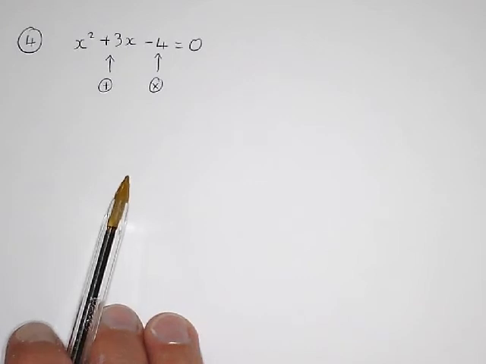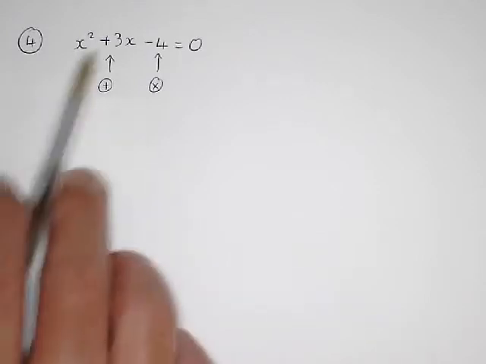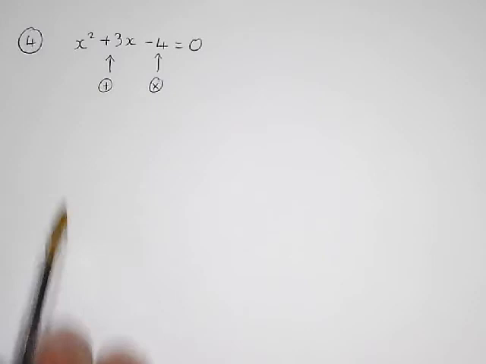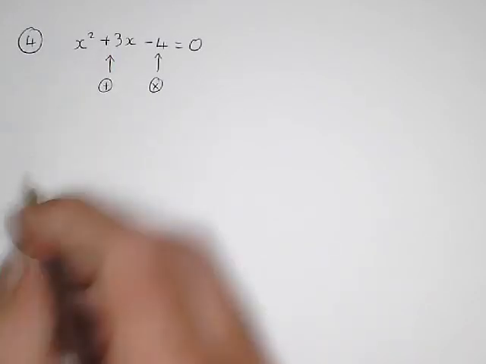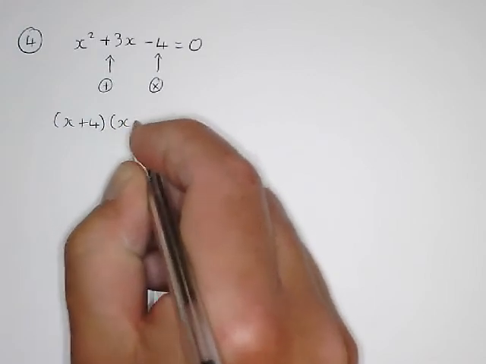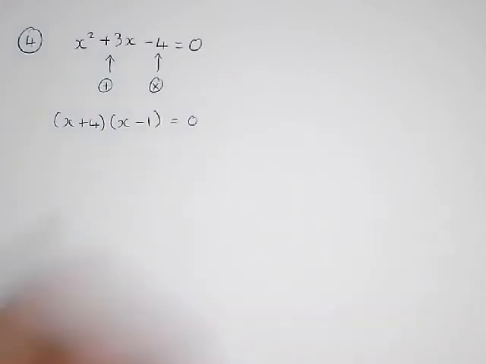Now the numbers that can give us 4 when we multiply are 4 times 1 and 2 times 2. We've got no chance of making a number 3 from a 2 and a 2, so it's got to be a combination of 4 and 1. And if we do 4 minus 1, that in fact gives us a positive 3. So our two numbers are x plus 4, x minus 1 in our brackets.